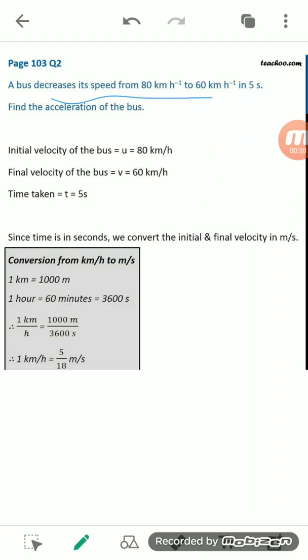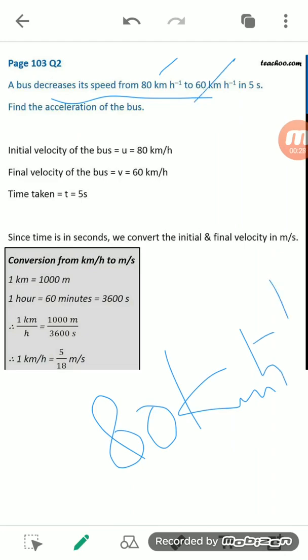So you can see here the initial speed or initial velocity of the bus is given, that is 80 km per hour. The final velocity is also given, that is 60 km per hour. The time is given here, 5 seconds, and we have to find the acceleration of the bus. So initial velocity u is 80 km per hour, v is 60 km per hour, and time t equals 5 seconds. At first we have to convert kilometer per hour into meter per second. So how can we convert it? We have to convert this into the SI unit.